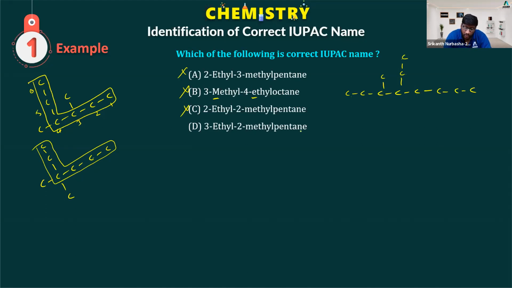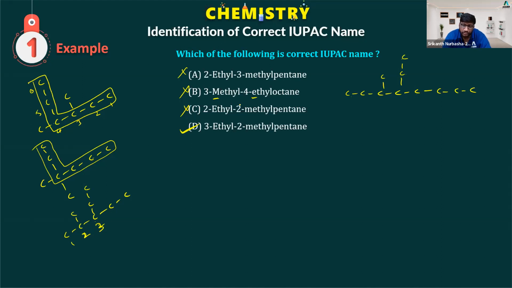Compound D, 3-ethyl-2-methylpentane. 1, 2, 3, 4, 5. With 3-ethyl and 2-methyl, what can you have? You check in this case, it is again a 5-carbon chain. The numbering has to give the lowest locant set, 2 and 3, and that is also true. Naming is also according to IUPAC rules, with substituents placed in alphabetical order. On the third you have placed ethyl and on the second methyl. So option D will be the right answer.